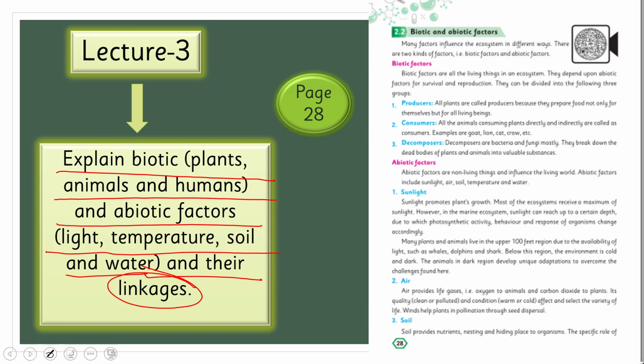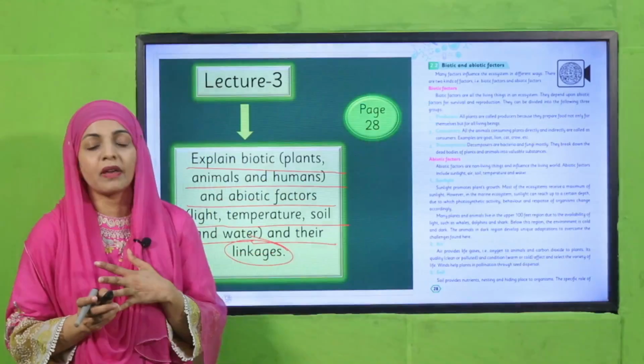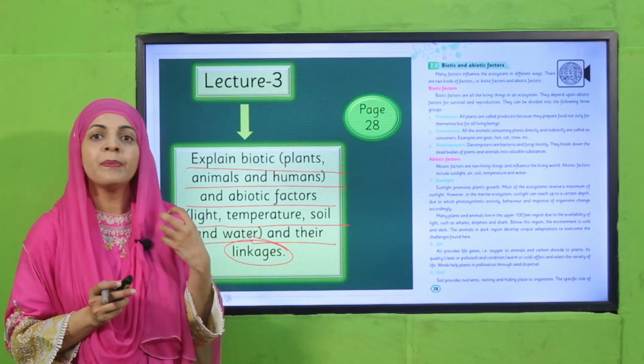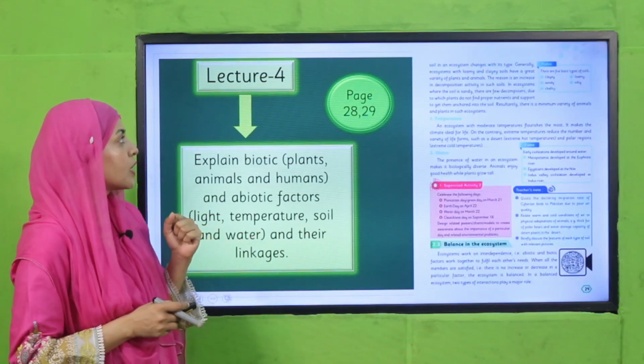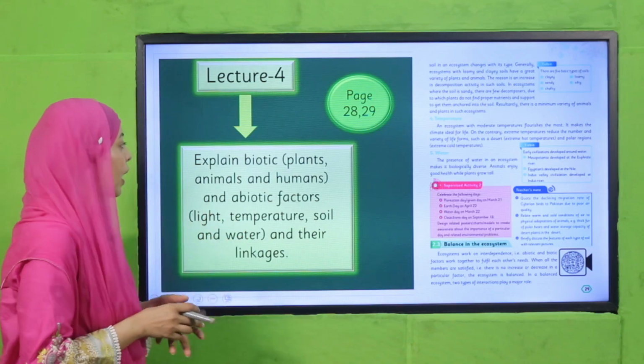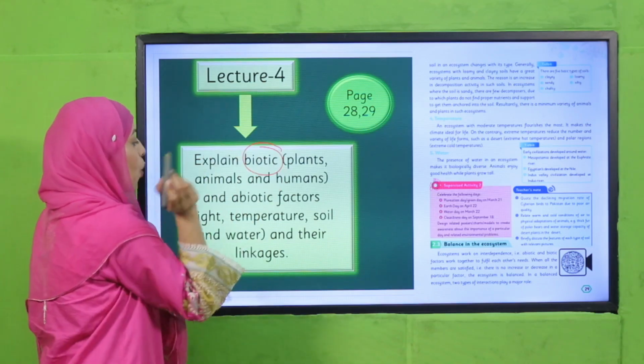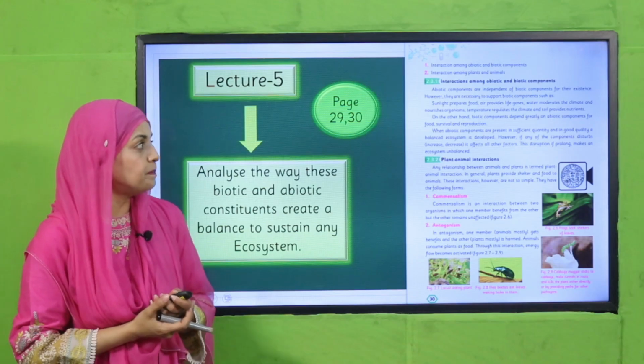एक ecosystem को बनाने के लिए there are some factors that are involved like living and non-living. तो हम उन factors को in detail explain करेंगे lecture number 3 में. Then we will move forward towards lecture number 4. और यहाँ पे भी हम biotic factors को discuss करेंगे.